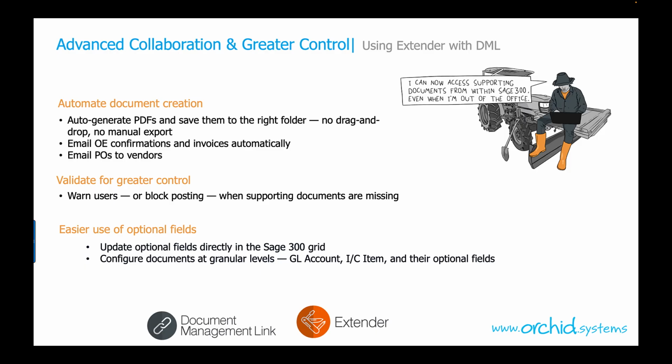Extender can also help with an easier use of optional fields, where you can update the optional fields directly in the Sage 300 grid. And you can then configure documents at a granular level, your GL account and its optional field, or item and optional field, or customer and optional field, with an easier user experience.